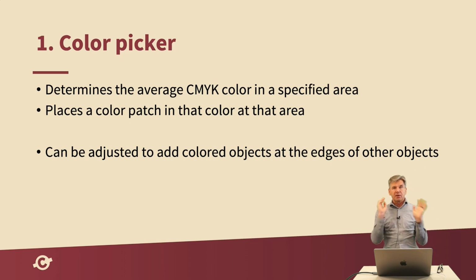It's a color picker. It determines the average CMYK color in an area on a page, and it places the color patch in exactly that area. So why would you want to use it? The use case was I have some page and there is color, and I want to do something similar to bleed generation. But since it's always the same background color, I don't have to mirror anything. I just want to create a new patch, and that should have the color of the object that is closest to that area.